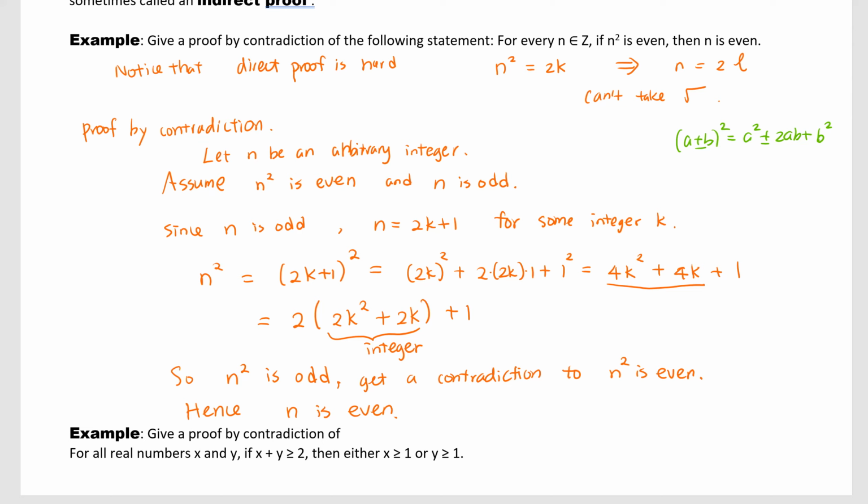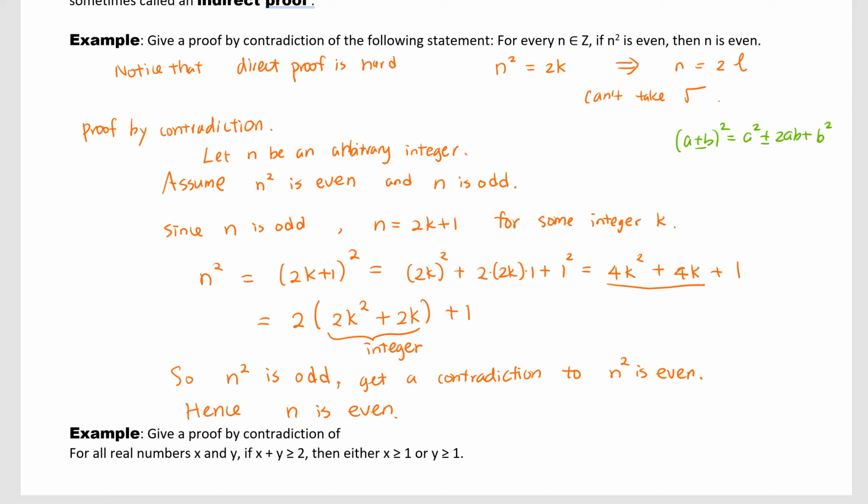It's very important to check your proof again. Sometimes you can find a mistake. Let's go check again. First, we let n be an arbitrary integer. Then we assume P and not Q. So P: n squared is even; not Q: n is not even. So n is odd.